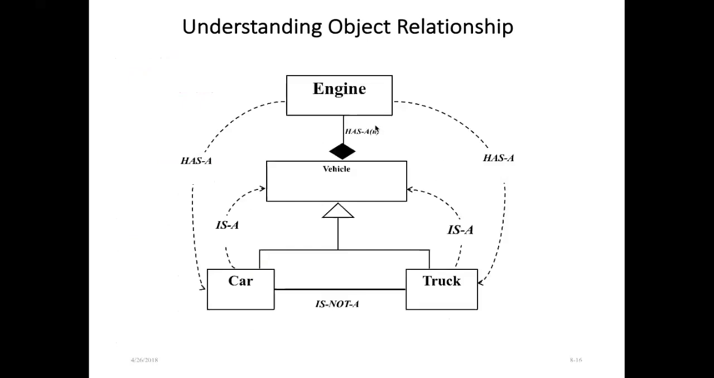We can add an engine to a vehicle. If we add an engine to a vehicle, this is composition. The block means composition. That means a vehicle must have an engine. Without an engine, this vehicle is disabled, powerless. This object relationship diagram explains that a vehicle has an engine, a car is a vehicle, and a truck is a vehicle. So a car has an engine, and a truck has an engine.